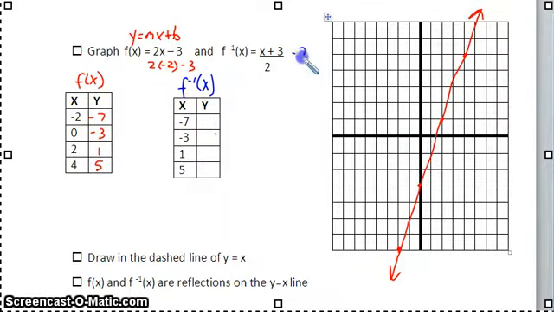So if I use these x values, look what's going to happen with the y values that I get. When I plug a negative 7 in, I end up getting a negative 2. When I plug a negative 3 in here, I end up getting a 0. When I plug a 1 in here, 4 divided by 2 would be 2. And finally, when I put a 5 in here, 5 plus 3 is 8. 8 divided by 2 is 4. So this is what my graph would look like.